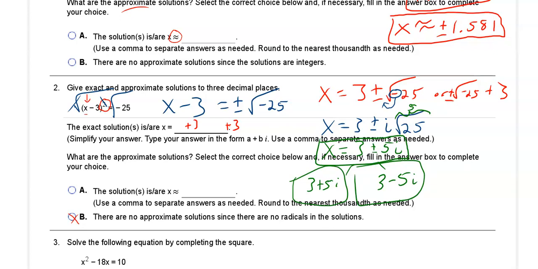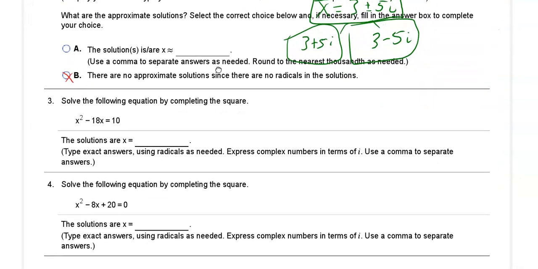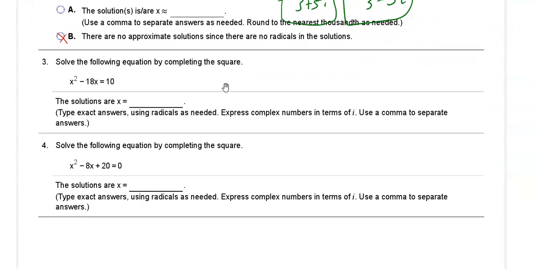Okay, let's take a look at number 3. Solve the following equation by completing the square. This particular problem is a quadratic equation, but we have two x's in the equation, which means we cannot use the same technique as the first two problems. No amount of adding, subtracting, multiplying, dividing, square roots will get x by itself in this setup.